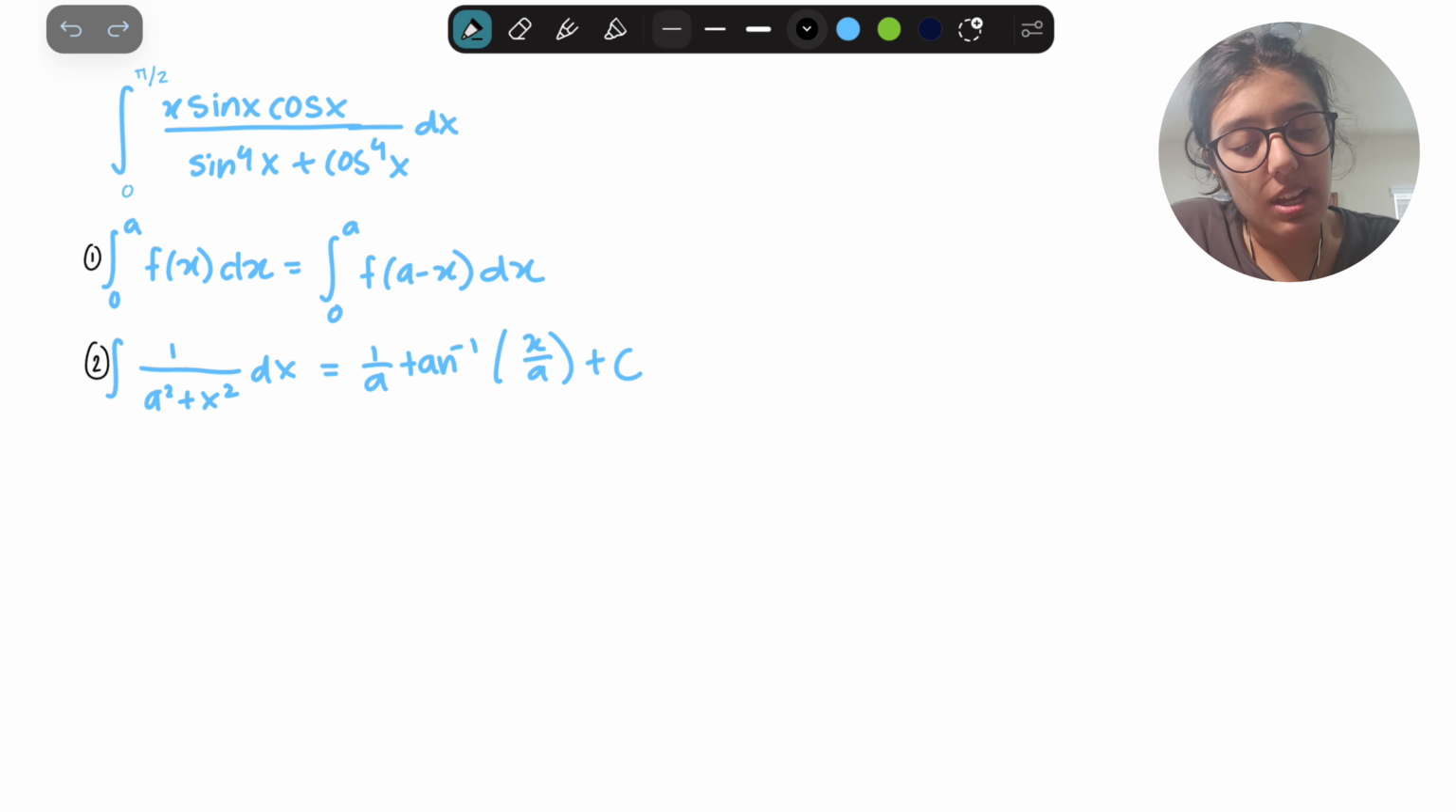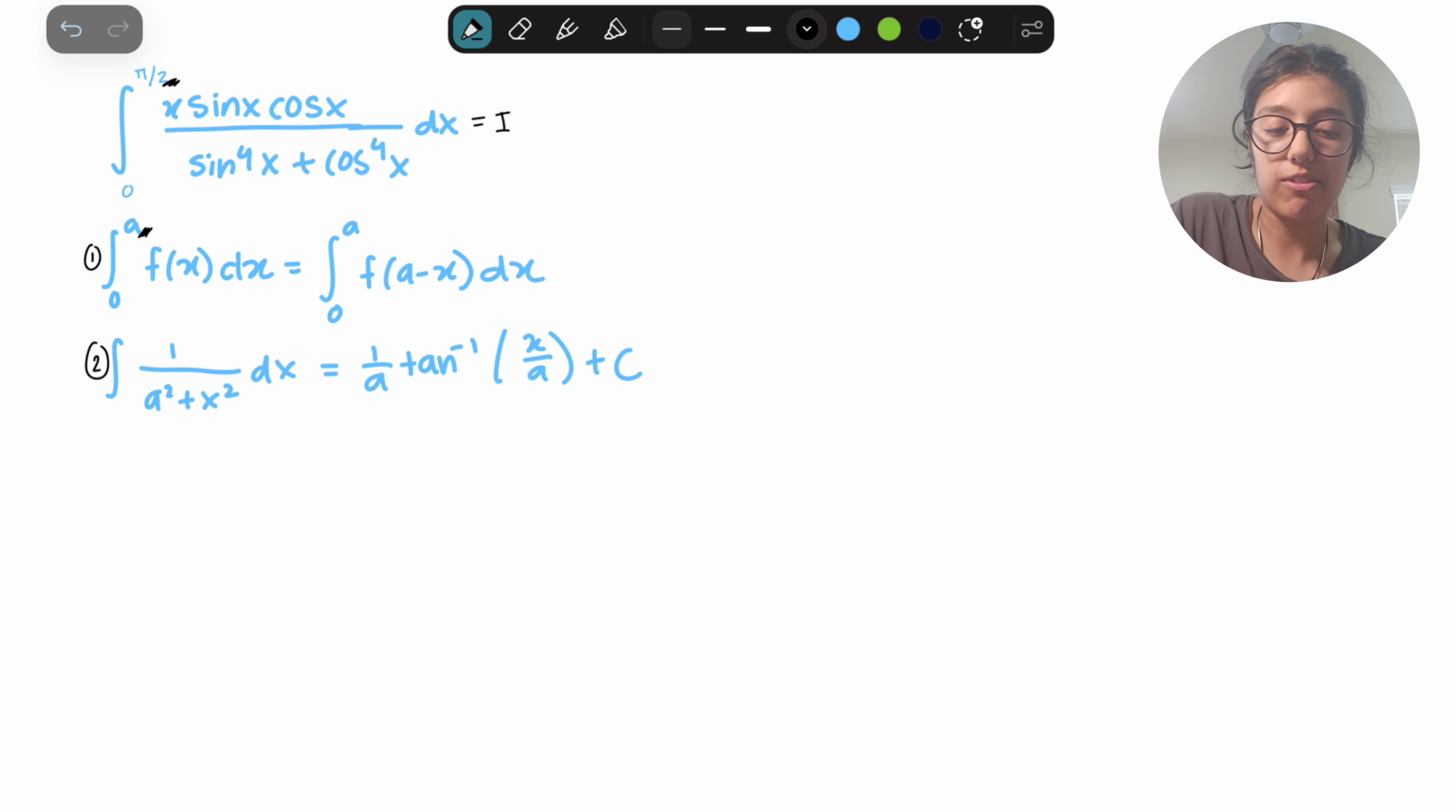So first things first, I'm going to apply the first hint, but in order to apply the first hint, I need to know what this a is. And this a is the upper bound, and the upper bound in our problem is pi over 2, so a is pi over 2. And before I do any of that, I'm going to set this equal to I because we're going to be solving for I, and it's going to come in pretty handy later on.